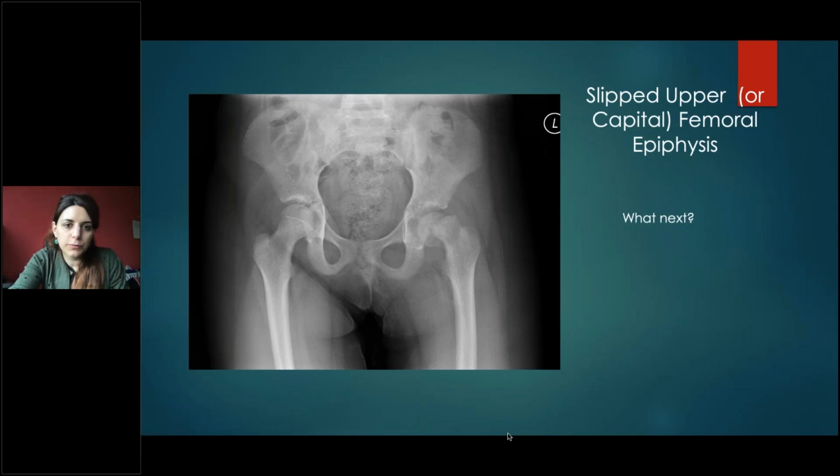Interestingly, you may think of these conditions as very acute, that present in the acute phase, but actually they are very commonly chronic. So there is a slight slip that's developed over time, and the patient may present after a sporting activity that's exacerbated the pain or exacerbated the slip. So it may be acute on chronic. So they're not always acute. And apart from large body habitus, they're also associated with metabolic conditions or hypothyroidism, because it's to do with the metabolic activity in the bone.